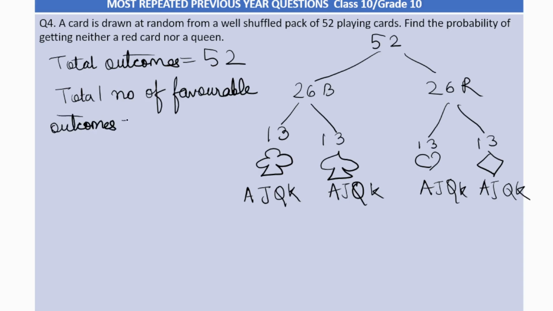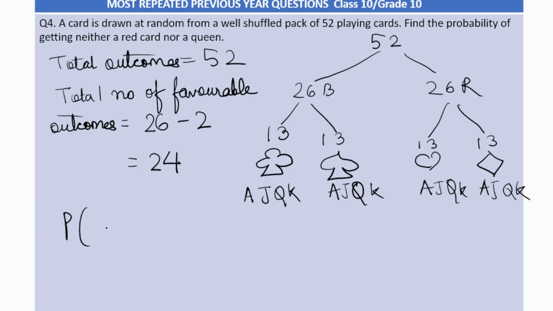We should get a black card. That's what the question is saying. Neither a red card nor a queen means we should get a black card, and out of those black cards also we should not get a queen. So all 26 black cards will give us the favorable outcomes, minus 2, these 2 queens here. So the total favorable outcomes turned out to be 24.